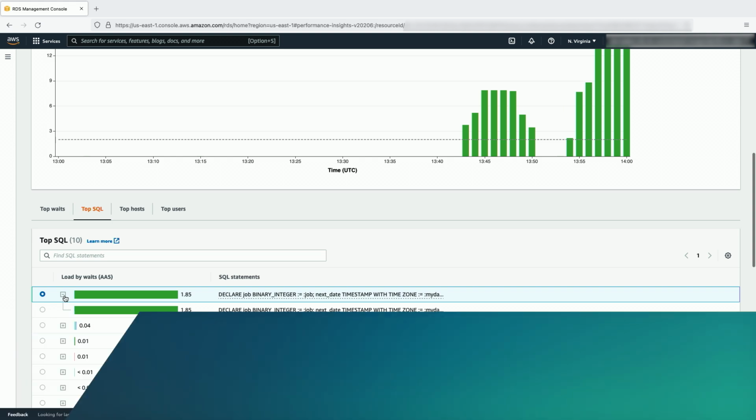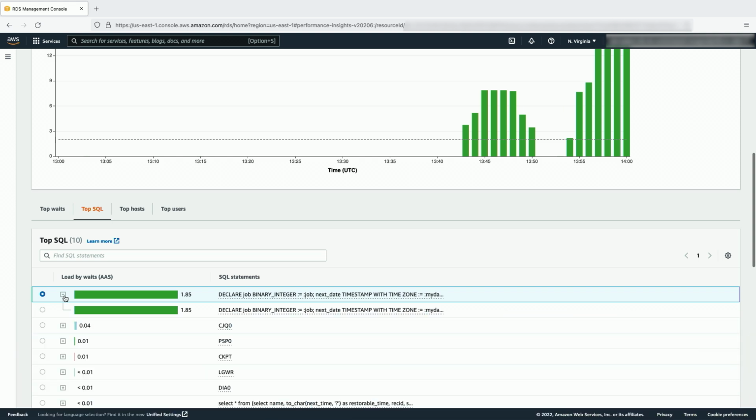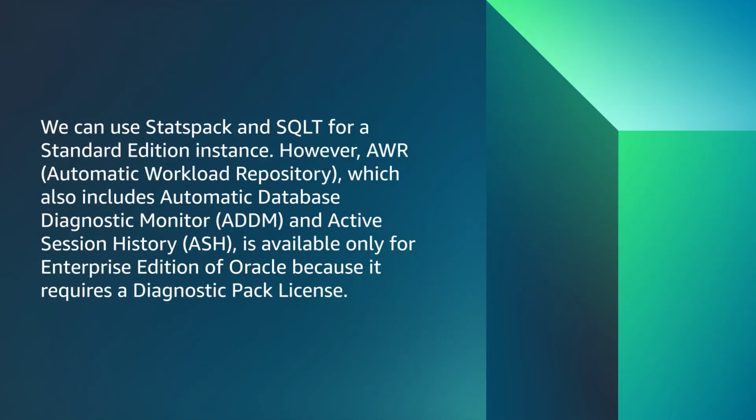There are other tools provided by Oracle that you can use depending upon the license model used for the RDS for Oracle instance. We can use StatsPack and SQLT for a Standard Edition instance. However, AWR, that is Automatic Workload Repository, which also includes Automatic Database Diagnostic Monitor and Active Session History, is available only for Enterprise Edition of Oracle because it requires a Diagnostic Pack license.